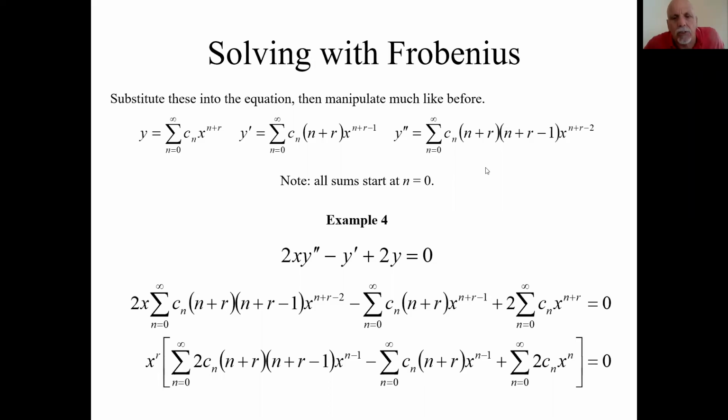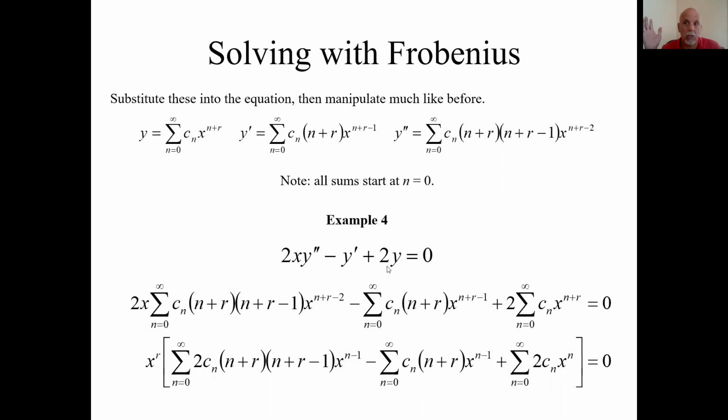Okay, now let's solve a differential equation using Frobenius series. As an example, we'll solve this problem: 2x y double prime minus y prime plus 2y equals 0. If you put it in standard form, you would divide through by 2x, so p would be minus 1 over 2x, and q would be 1 over x.